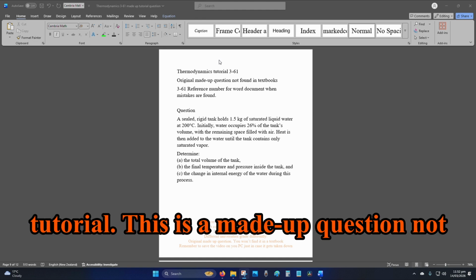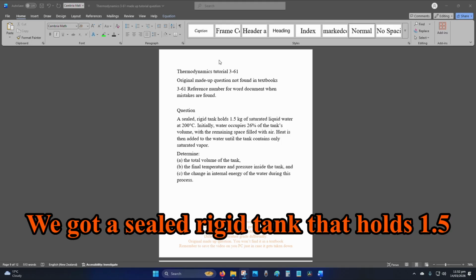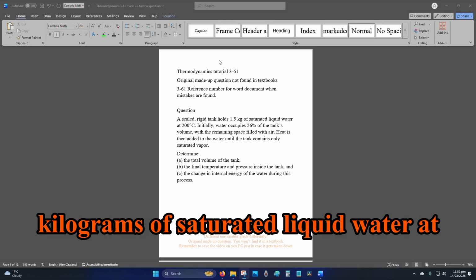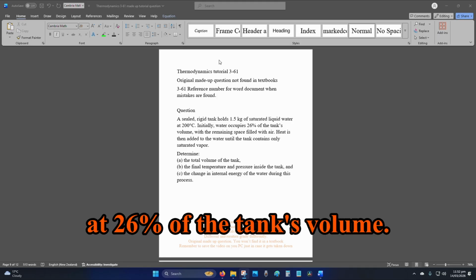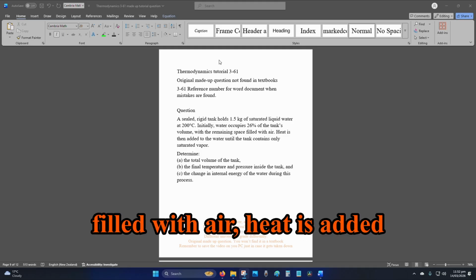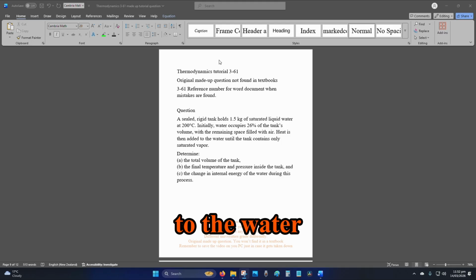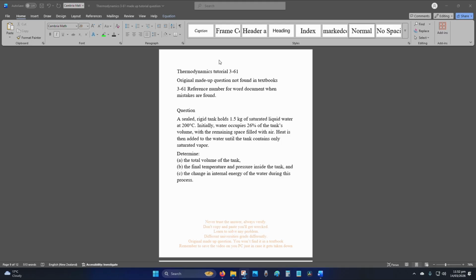This is a made-up question not found in your textbooks. We have a sealed rigid tank that holds 1.5 kilograms of saturated liquid water at 200 degrees Celsius. Initially, the water occupies 26% of the tank's volume, with the remaining space filled with air. Heat is added to the water until the tank contains only vapor.